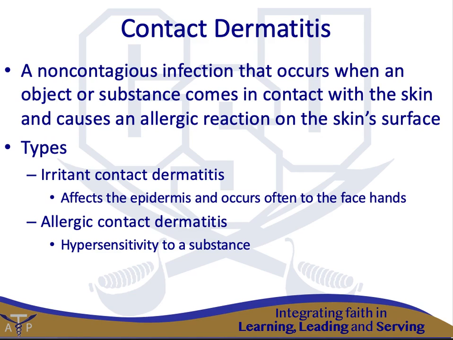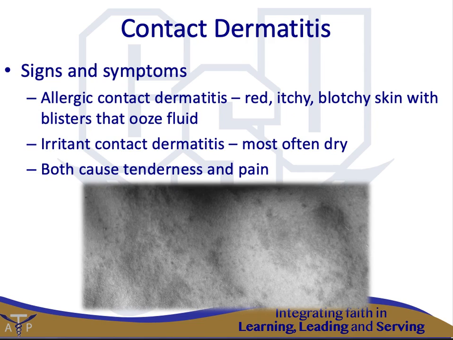Allergic contact dermatitis is a hypersensitivity to a substance and can be caused by poison ivy, perfume, cosmetics, detergent, latex, and chemicals. All of these are typical triggers that we see in a person's body. Signs and symptoms of dermatitis vary in severity. Signs and symptoms of contact dermatitis include red, itchy, blotchy skin that may appear as a rash.